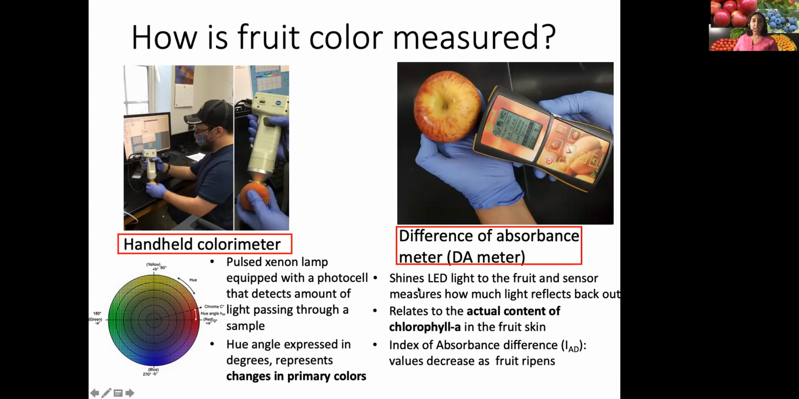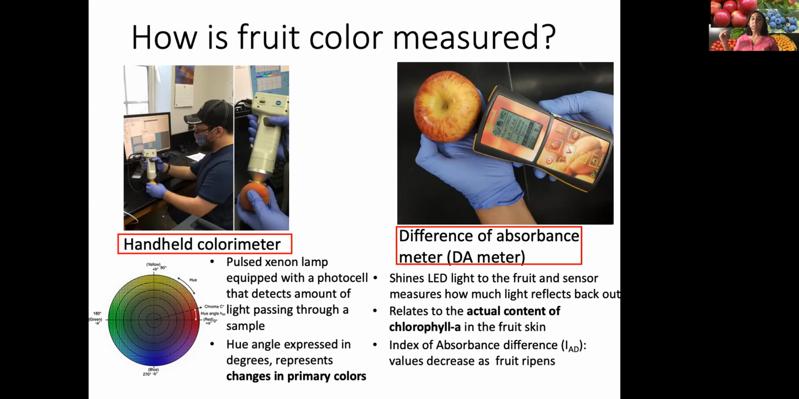It works by shining LED light onto the fruit, and there's a sensor that is going to measure how much light is reflected back into the instrument. It is going to mainly relate to the content of chlorophyll in the fruit skin. And that's why this is an important measurement when we are referring to that background color, to those greenish, yellowish colors of apples, for example, or peaches, when they are still green and have not ripened completely. Okay. And the unit of measurement here corresponds to the index of absorbance difference, or IAD.